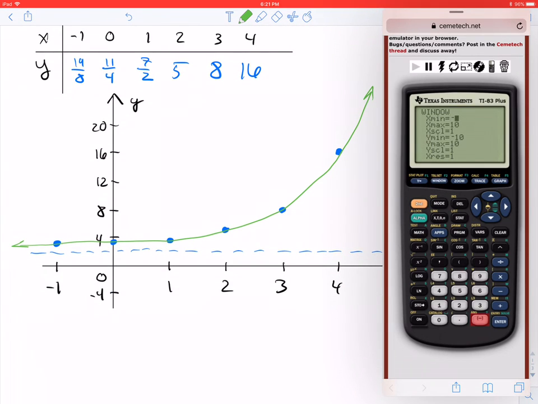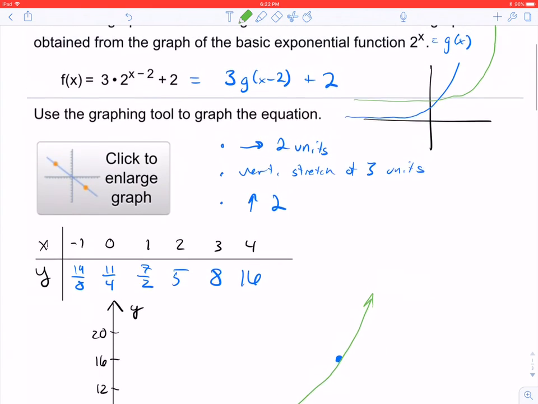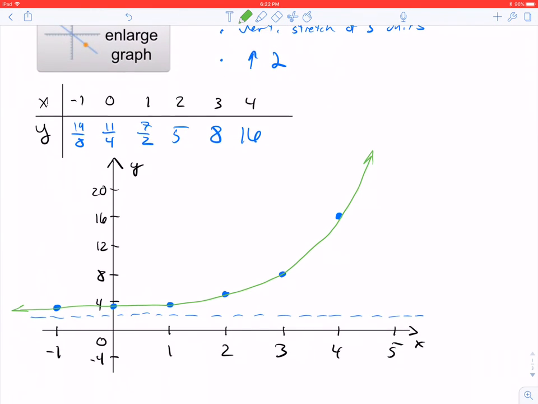My x min, I'm going to go down to -2. I want to go up to 5. I can go in steps of 1. That's fine. The y min, we want to go down to, say, maybe -5, up to maybe 25, but we want to go in steps of 4. Okay. So now when I hit graph, I should get a similar graph. Okay. So it matched. So then, now to put this in, it says sketch the graph. Okay. So then this is the result that we got.